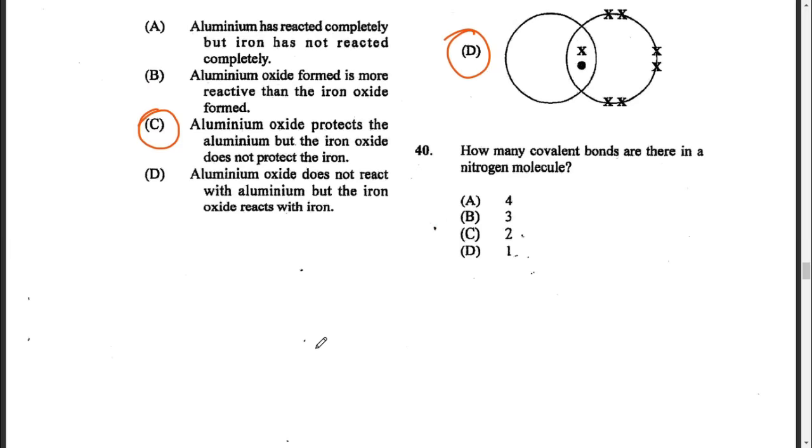40. How many covalent bonds are there in a nitrogen molecule? A nitrogen atom has 5 electrons on its valence shell. To achieve the octet, there must be 3 electron pairs, which gives nitrogen 3 bonds. The nitrogen molecule has 3 bonds between its atoms. So the answer is B.